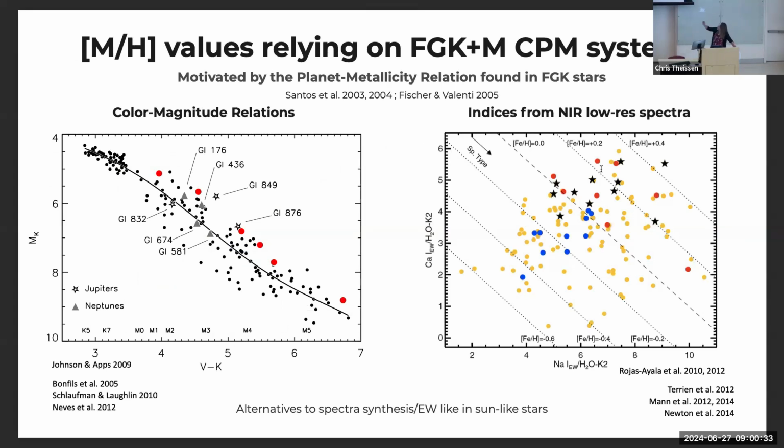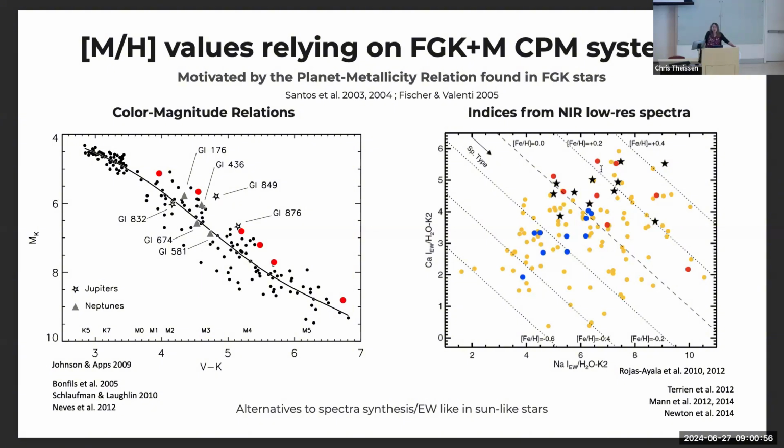I'm showing you again a color magnitude plot right here. This is from the Johnson and Apps paper, where they basically put a line in the middle of this plot and divide it between being solar or metal rich and metal poor, and they highlighted the planets there. And why did they highlight the planets?